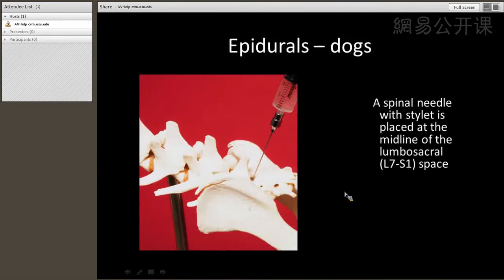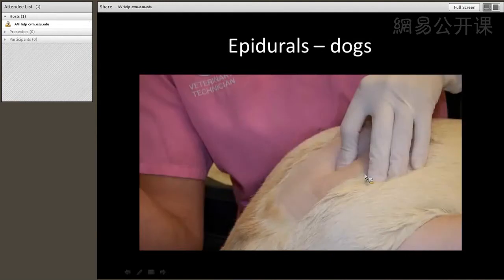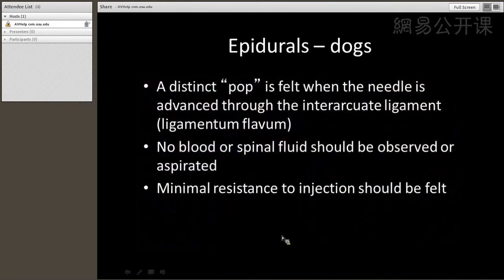So to do an epidural in a dog, your spinal needle with a stylet is placed at the lumbosacral space. And this is Sue. She's palpating for that space in this dog. When you place your needle, you'll get a distinct pop when the needle is advanced through the interarcuate ligament, which is also called the ligamentum flavum. But you're actually going to be going through 3 different sets of ligament.